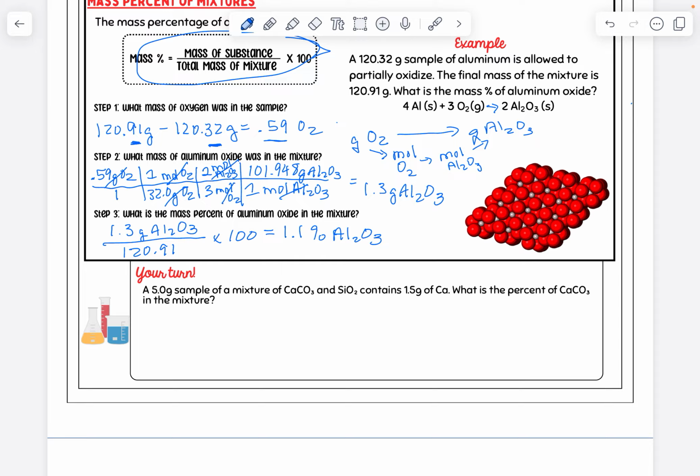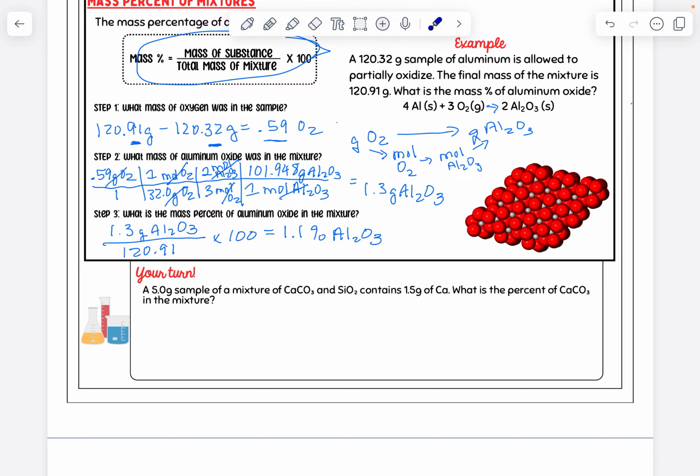So this your turn example is a little different than what we've done above because you're not given a chemical equation. It just says you have a 5-gram sample of a mixture, so that's your total mass, and 1.5 grams of it is calcium, and it wants you to find the percent that's calcium carbonate. So the mixture, it says, contains calcium carbonate and silicon dioxide, and how am I going to find what percent of that is calcium carbonate?